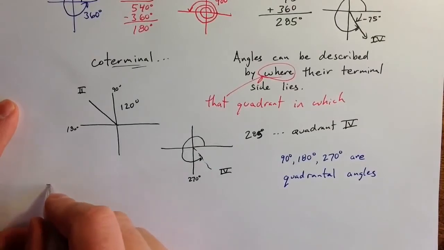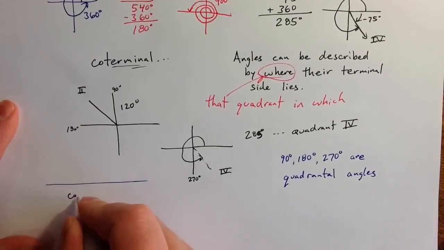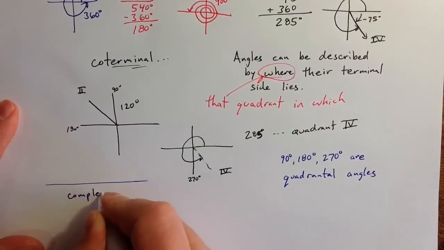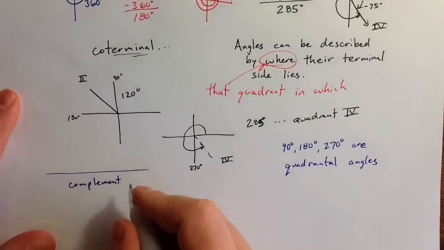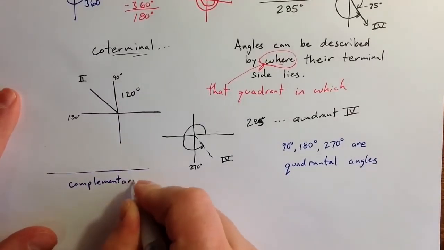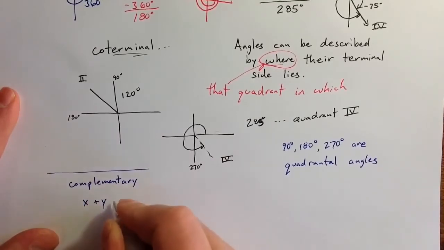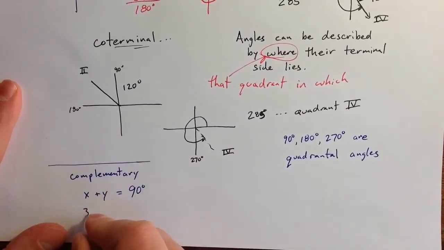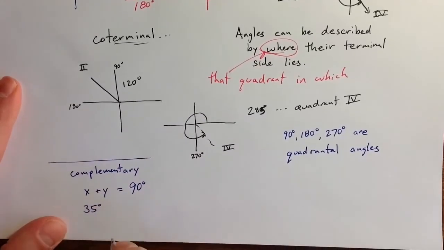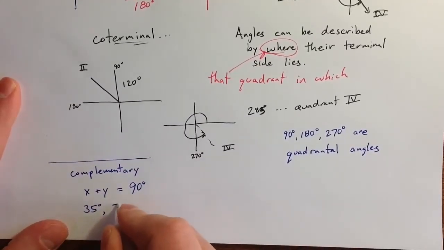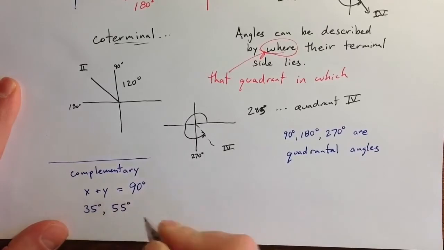One last comment on terminology. I spoke earlier, in a previous video, about complementary angles. Complementary angles are two angles that add up to 90 degrees. So for example, 35 degrees and 55 degrees would be a complementary pair.